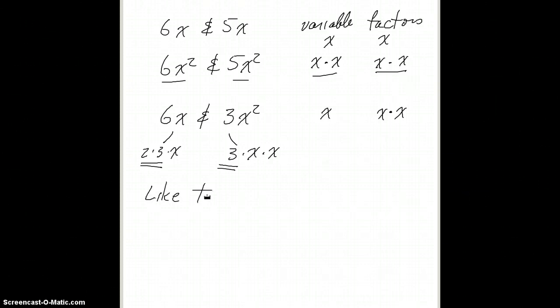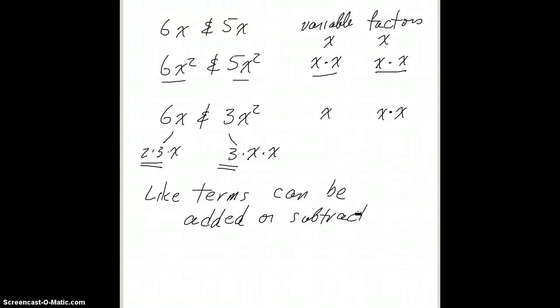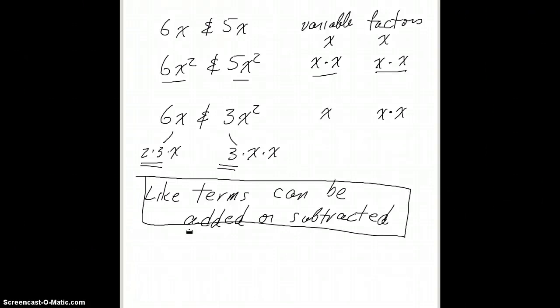Like terms can be added or subtracted. It's like having a common denominator in a fraction, right? If I have a common denominator, then I can add or subtract those fractions. If I don't, I have to get one, right? Here, if I have like terms, like in this particular case, I could add these two together. If I don't, I can't do anything with them.